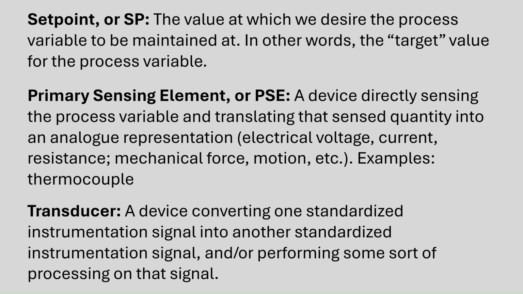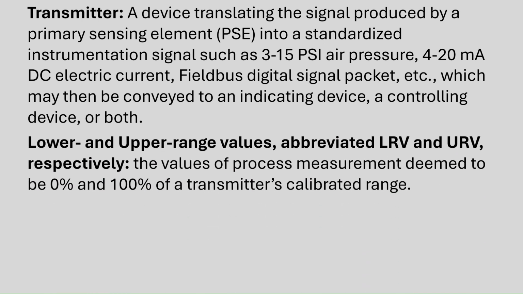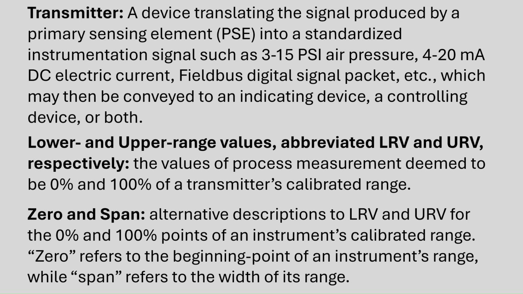We have a transducer in instrumentation. We have transmitters, which are devices that translate the signals produced by the primary sensing element into standardized instrumentation signals, such as the 3 to 15 psi air pressure or the 4 to 20 milliamps electric current. We also have the lower and upper range values, abbreviated as LRV and URV respectively. We also have the zero and span terms, which are alternative descriptions of the lower range value and upper range value.